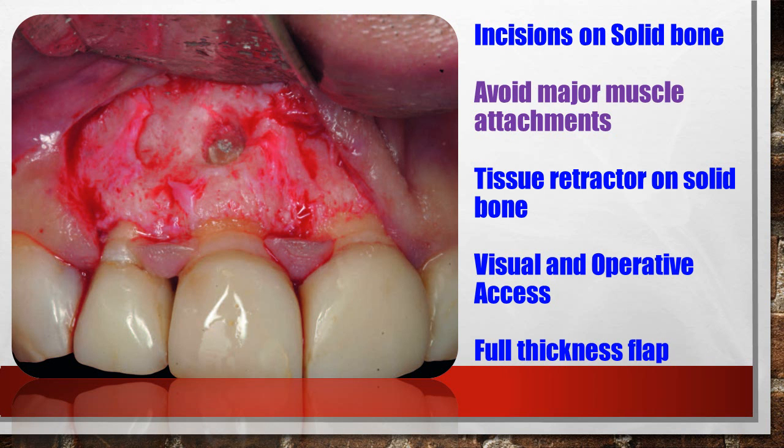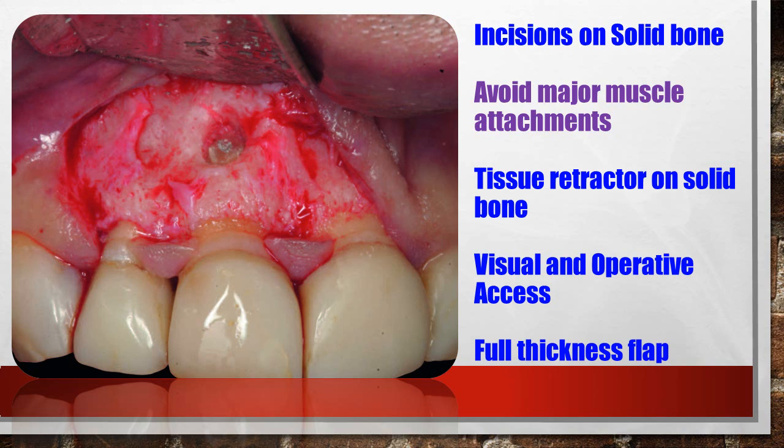You have to avoid major muscle attachments, because if you involve the incision in the muscle, it is going to be very difficult for you to reapproximate the tissue back when you want to give the sutures, because the muscle has been incised and it is going to delay your healing.